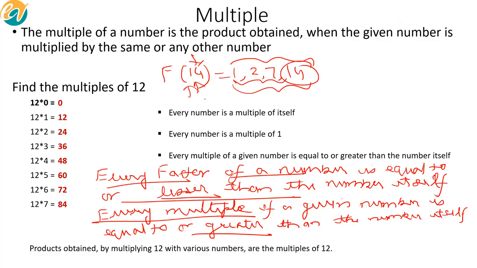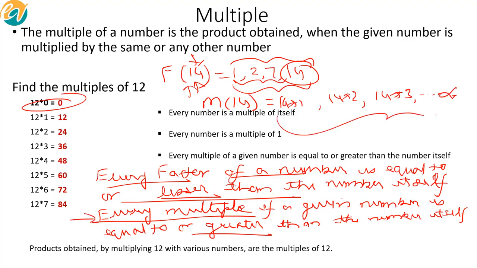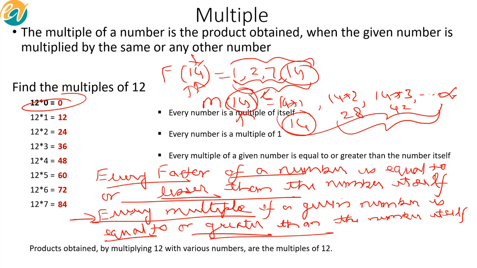For example, in fact, let's continue with the same theme. What are the multiples of 14? Again, as I said, if we leave 0 as an exception, multiples of 14 would be 14 into 1, 14 into 2, 14 into 3, and so on till infinity. So now notice every multiple of a given number, 14, 28, 42, and so on, is equal to the number, or greater than the number itself.